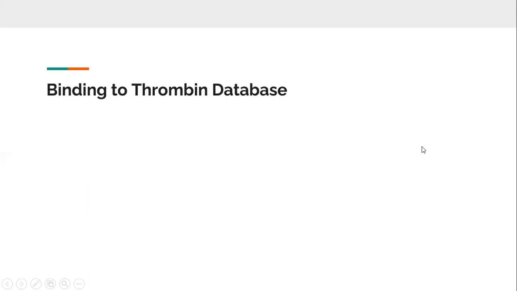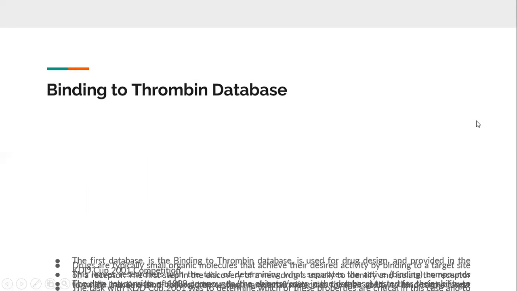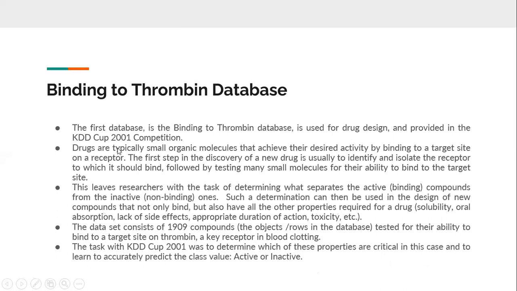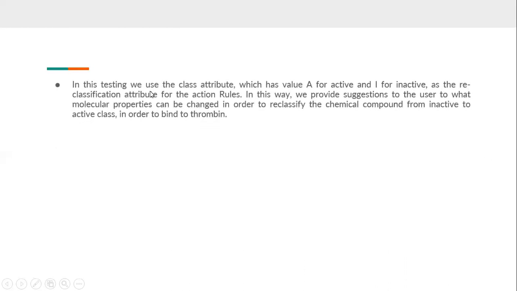In the same way, we have one more example, which is the binding to thrombin database. This data set was used for the KDD Cup competition in 2001. This is to explore drugs and their components. What we are actually predicting is whether the class value is active or inactive. Here we define A as active and I as inactive, which is the reclassification attribute for the action rule. In this way, we provide suggestions to users about what molecular properties can be changed in order to reclassify the chemical compound from inactive to active class.